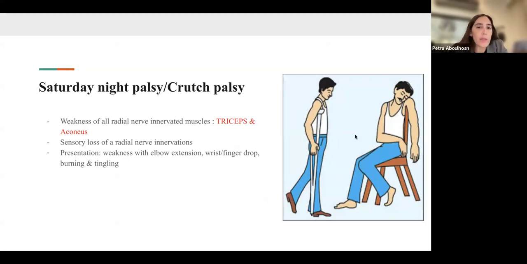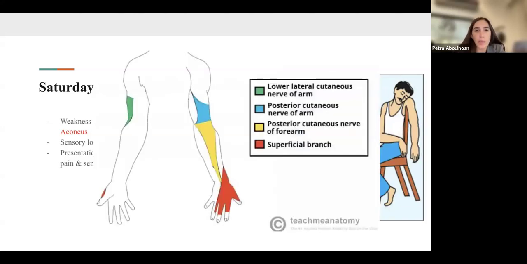In this case, we have weakness of all radial nerve innervated muscles, including the triceps and anconeus, and that's how you differentiate it from other parts of the nerve injuries, and then sensory loss of all the radial innervations as well. So basically, you would present with a typical wrist drop, finger drop, burning, tingling pain, and weakness with elbow extension as well. And then the numbness sensations and tingling sensations would be along all radial nerve innervated sensations.